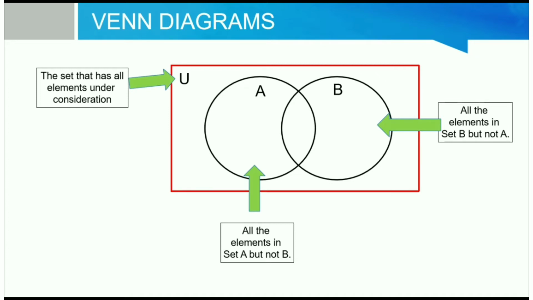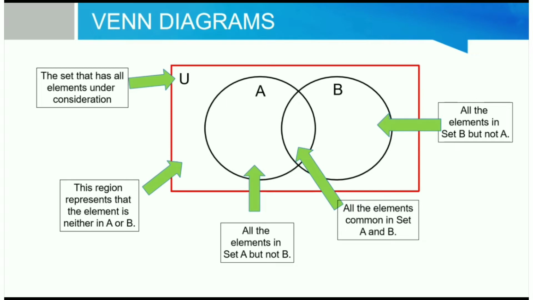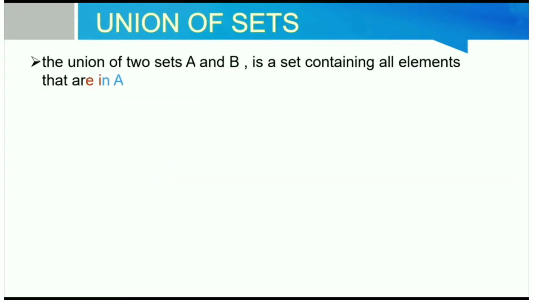At kung makikita natin itong ating intersection or yung nag-overlap na sections between A and B, yun yung tinatawag natin na intersection at ito yung mga elements common in set A and set B. Yung elements na common sa kanilang dalawa. And ito namang region na to, nire-represent nito yung mga element that is neither in A or B. Ito yung hindi kabilang sa set A at sa set B, kaya nandun siya sa region sa labas ng dalawang sets. Okay, now let's proceed to union of sets.